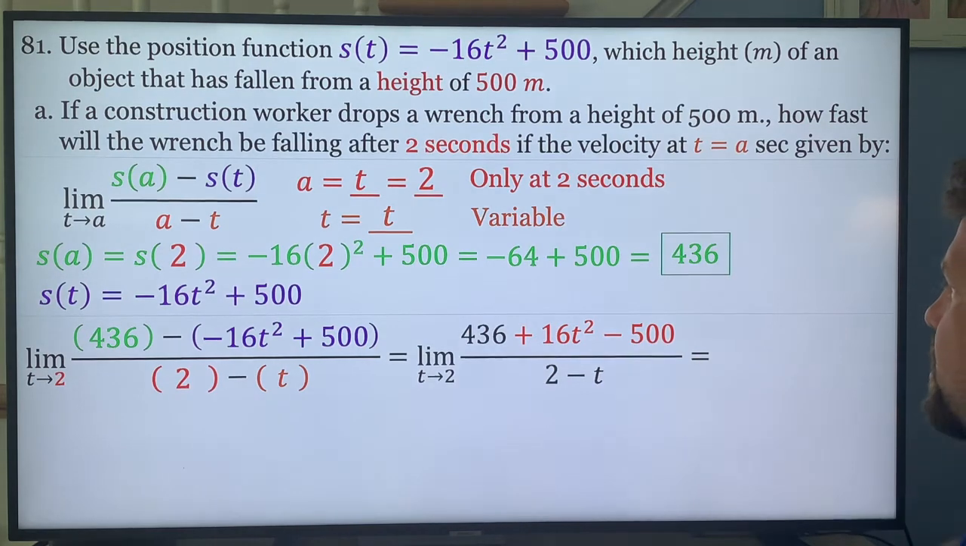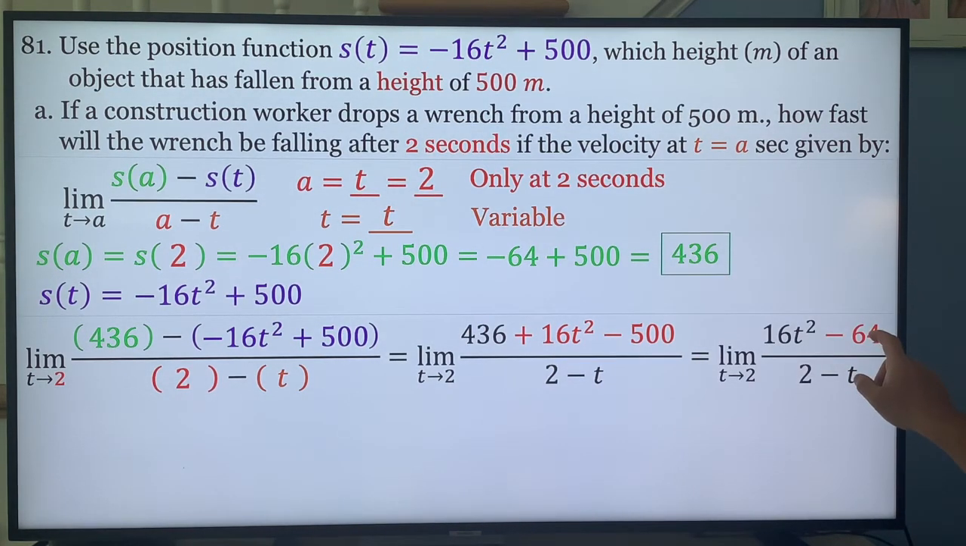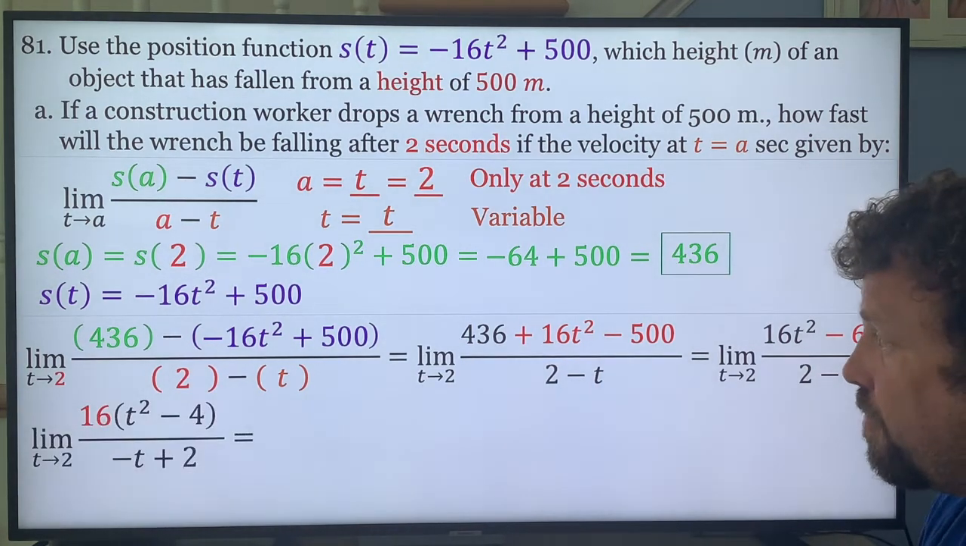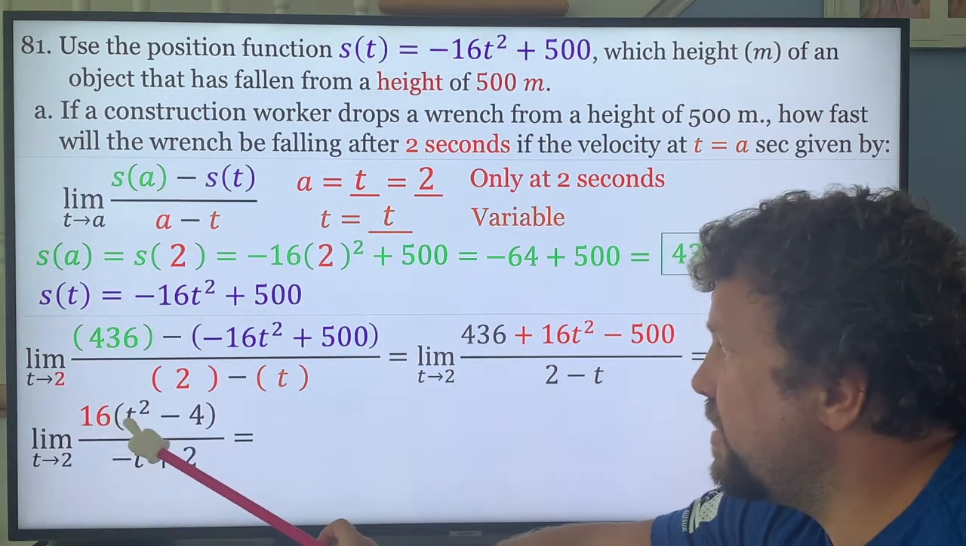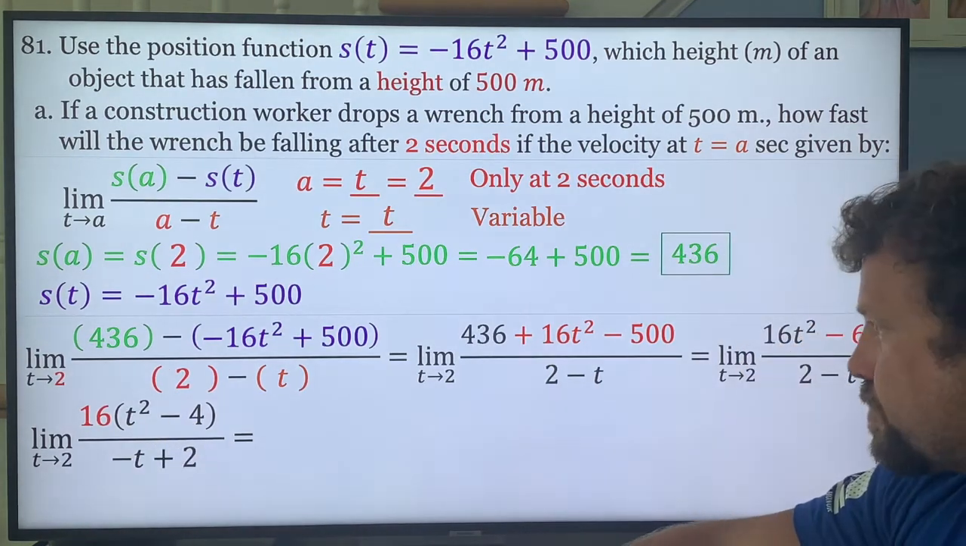436 minus 500 becomes minus 64. What can I take out of this? 16? Yep. If I take a 16 out, I'm left with t squared minus 4.